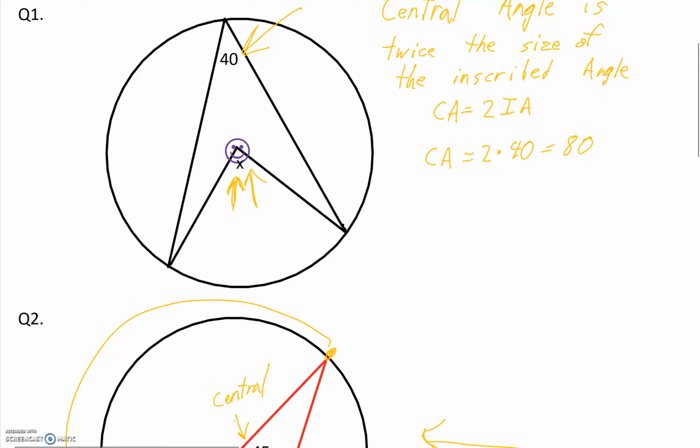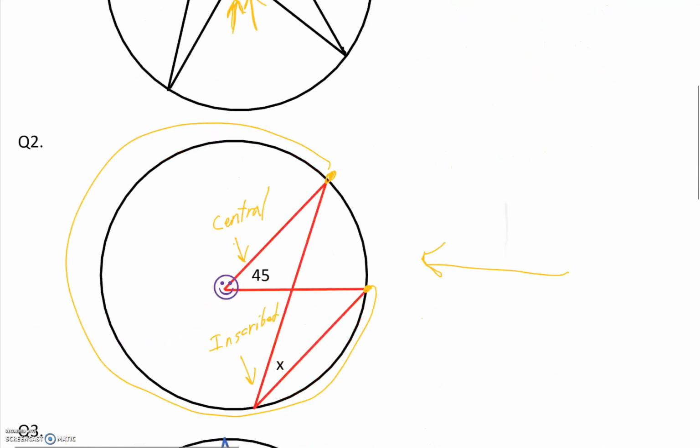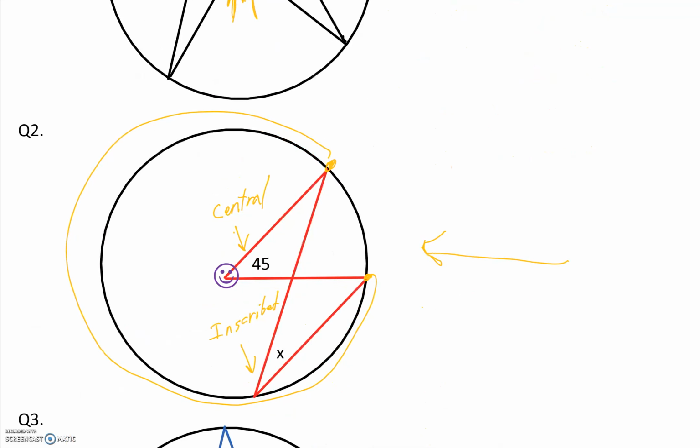The other one, what we had was straight up. This one we have it to the left a little bit. Okay? So with that in mind, the central angle is exactly double the inscribed angle. So the inscribed angle has to be half of the central angle. So 45 divided by 2. So x equals 45 divided by 2, which would be 27.5 degrees.